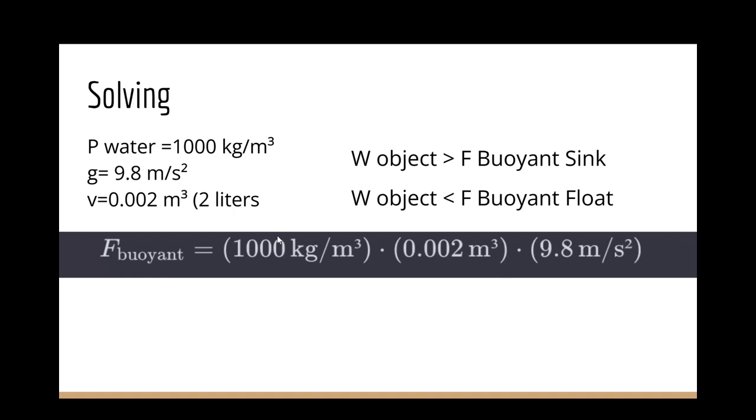In the middle of the slide here, we put numbers into the equation, with the buoyant force equaling the density of the fluid, which was 1,000 kilograms per meter cubed, times the volume of the fluid displaced, which was 0.002 meters cubed, and then times gravity, which would then give us the resulting buoyant force as a number.